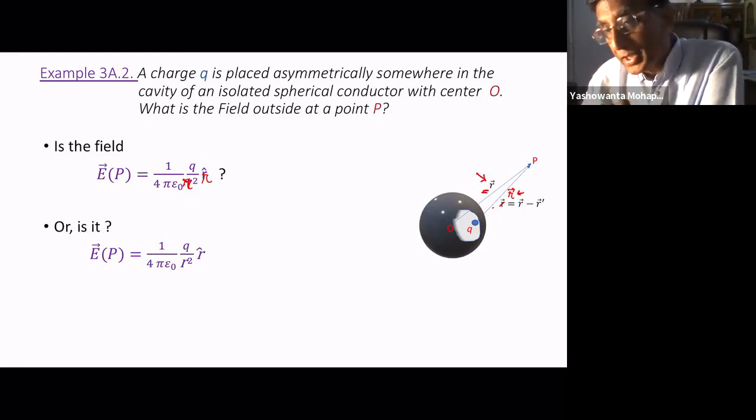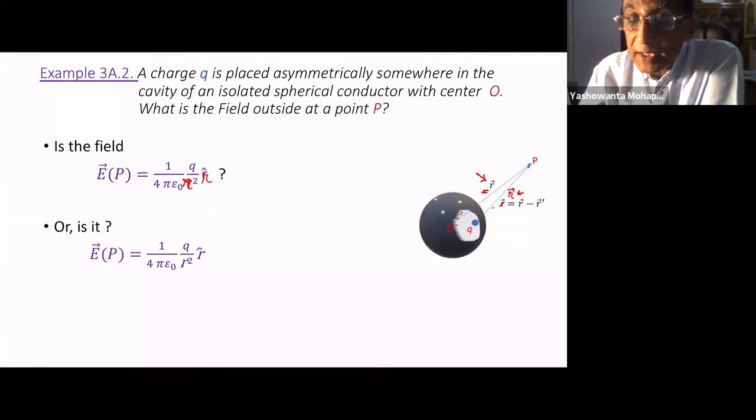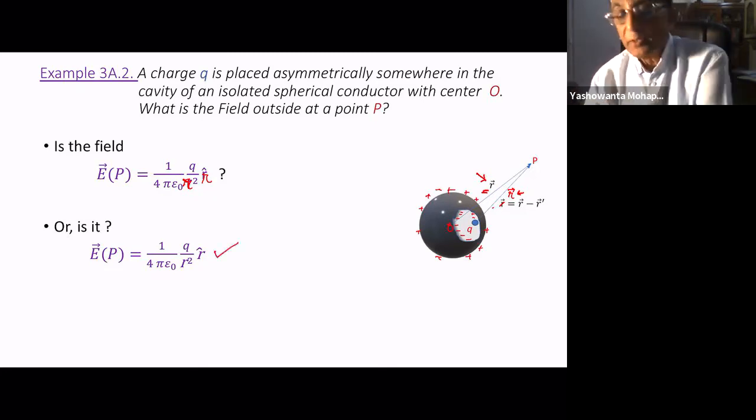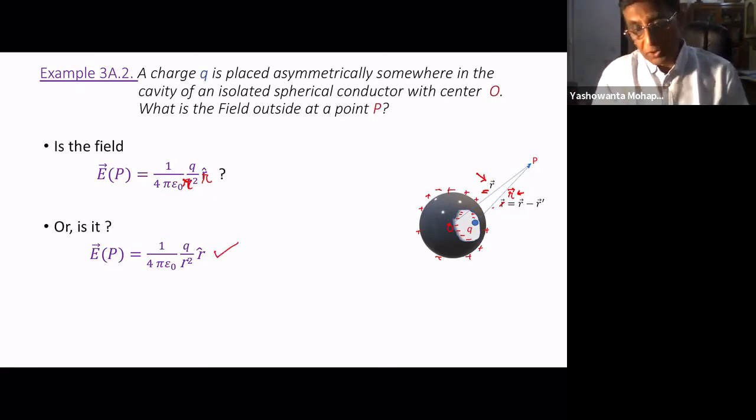Obviously, as we just argued, this will produce minus charges here, and so it will produce plus charges here. And this plus charge, because it's spherically symmetric, will be uniform. So it will look as if plus Q is actually at the center. So this is indeed the field that you would measure.